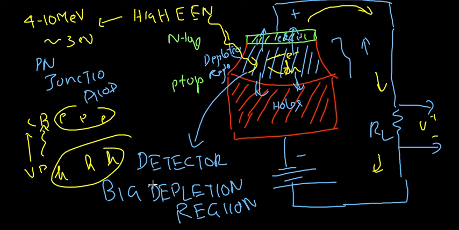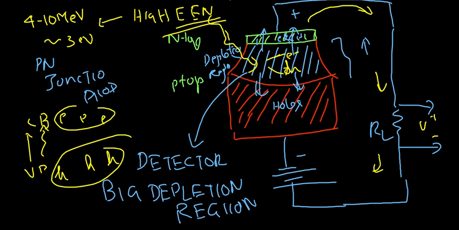These abundant electron hole pairs constitute a current in the external circuit. That current you are measuring will be proportional to the number of electron hole pairs created. The number of electron hole pairs created in turn depends upon the energy of the incoming radiation.